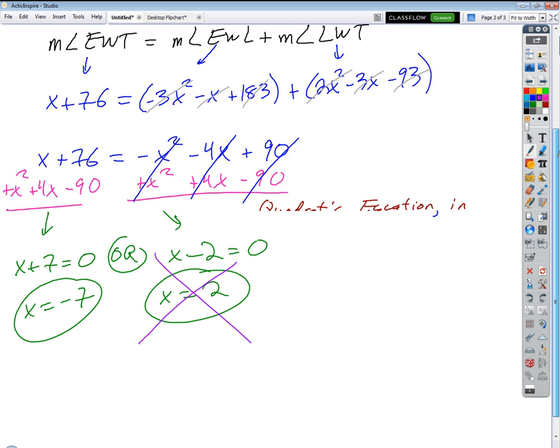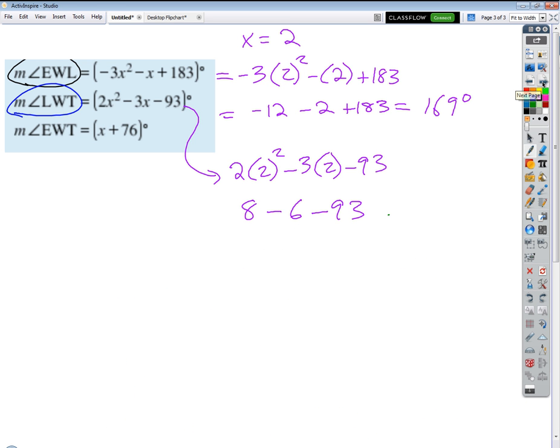See what happens with negative 7. Let's make this a little quicker. Somebody have a graphing calculator handy?